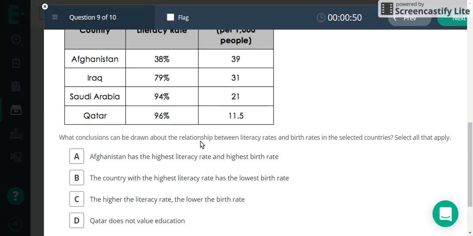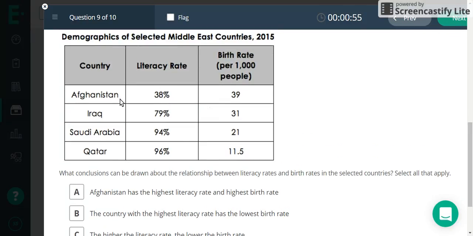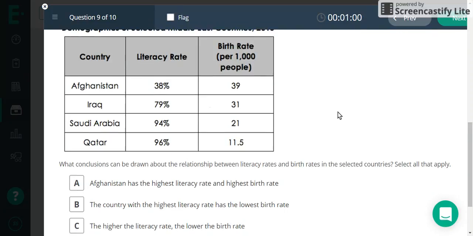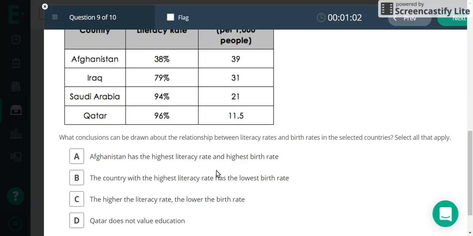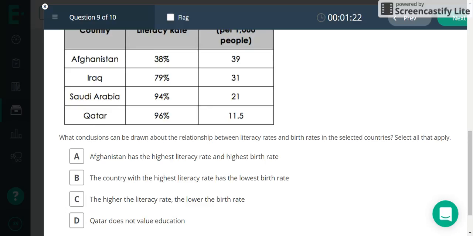This here says Afghanistan has the highest literacy rate and the highest birth rate. You look at Afghanistan, do they have the highest birth rate and highest literacy rate? No. Second one, the country with the highest literacy rate has the lowest birth rate. So we look at the country that has the highest literacy rate, which would be Qatar. It says they have the lowest birth rate, 11.5. Do they have the lowest birth rate? Yes.